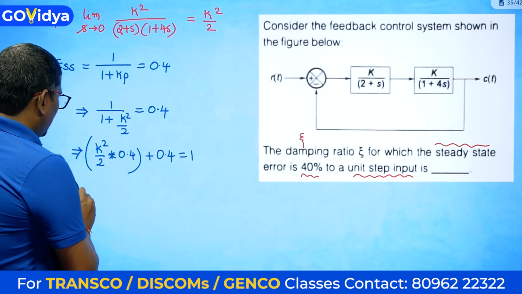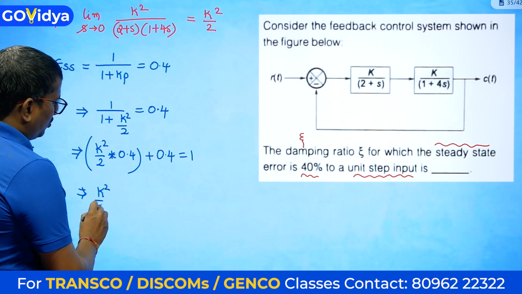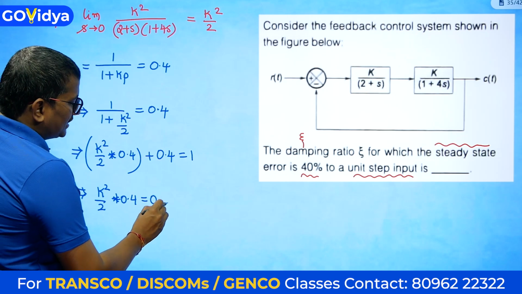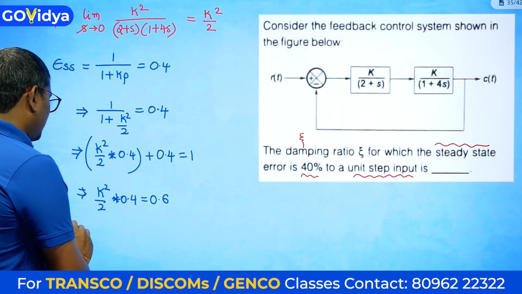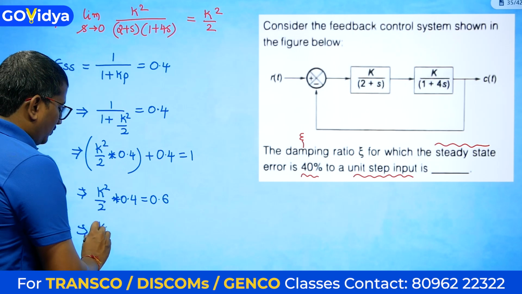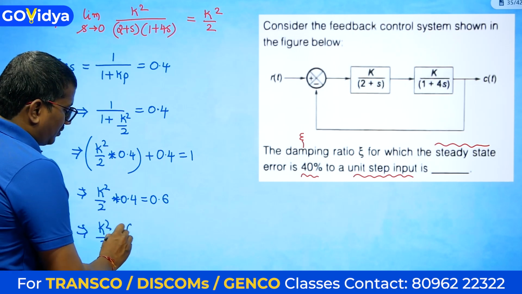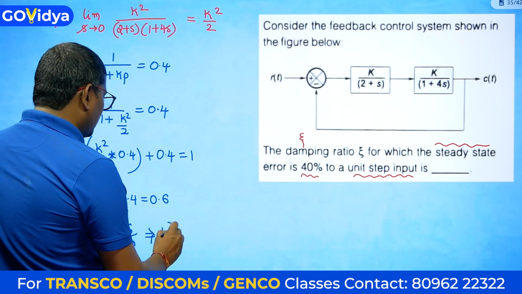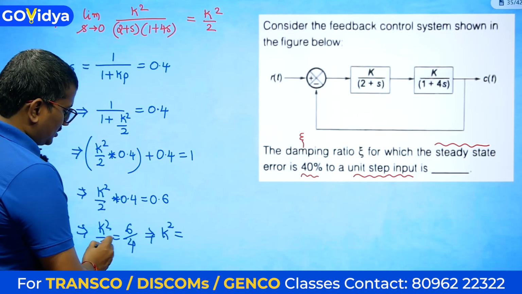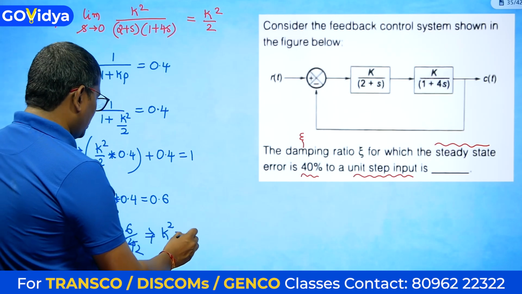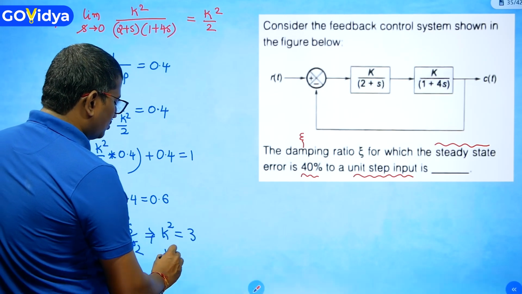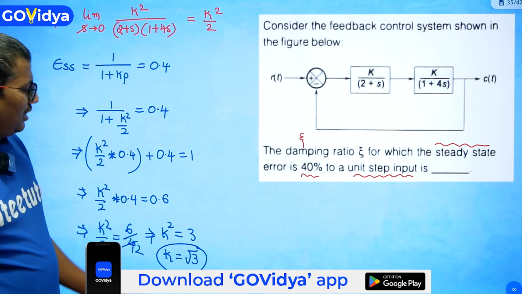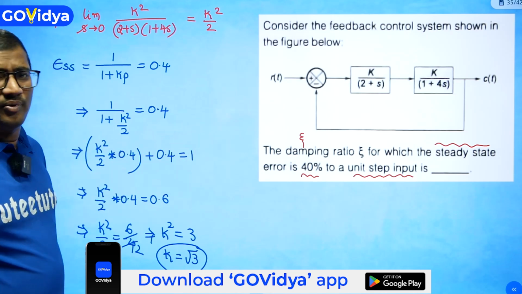And from this, can I say K square by 2 into 0.4 equals 0.6? And from this, K square by 2 is equal to 6 by 4. And from this, what is the value of K square? I can say this is 2 times and this is 3, right? Then K is equal to root 3. Anyway, you can put K square directly also, it is not a problem.